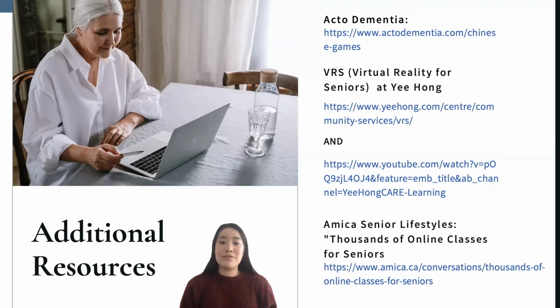Yihang also has a virtual reality for seniors program, giving seniors an opportunity to play and engage with virtual reality technology. You can find more information about this program on the community service section on the Yihang website, or watch their Care Learning video about this program on the website as well.